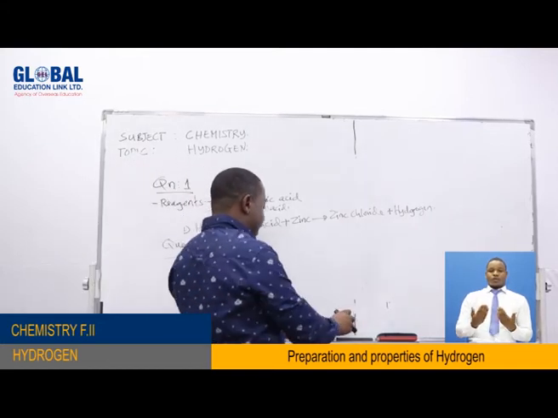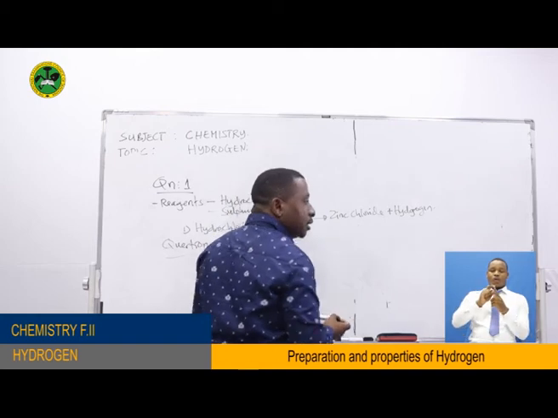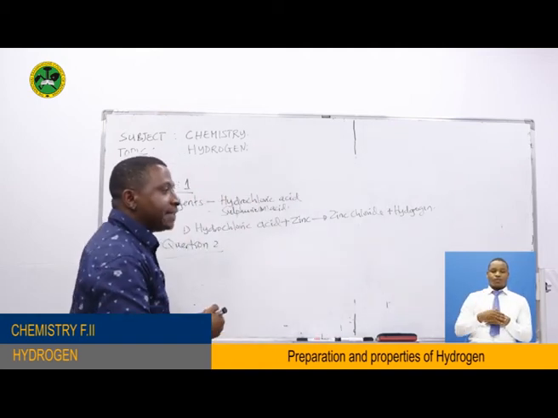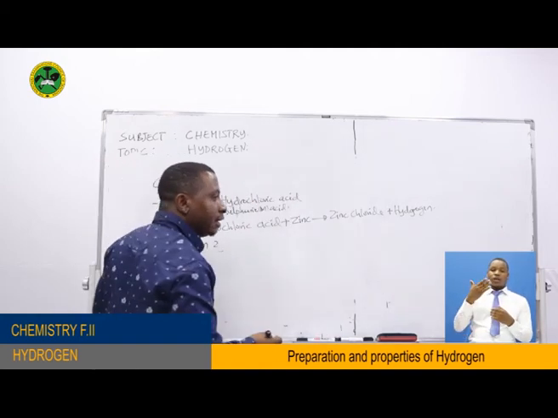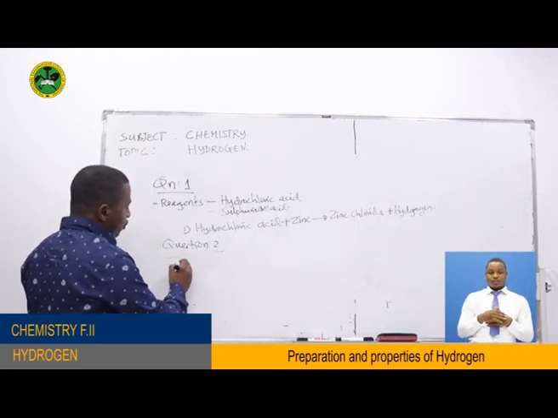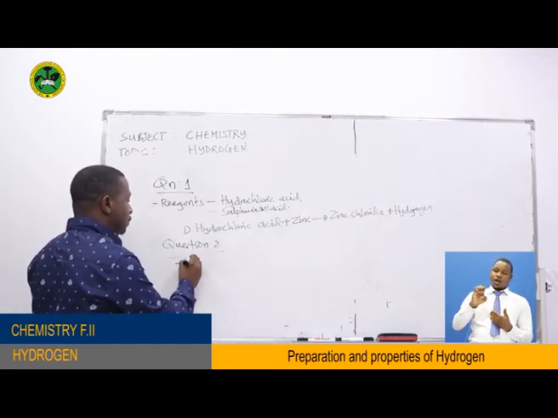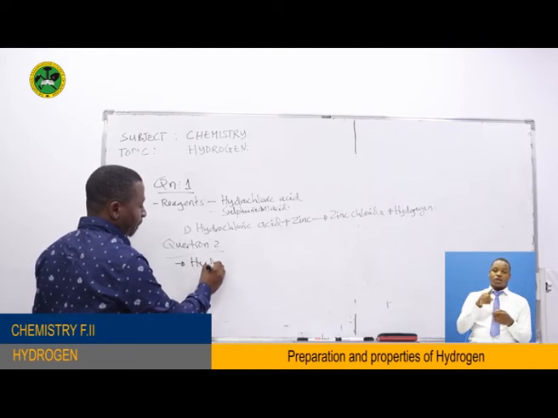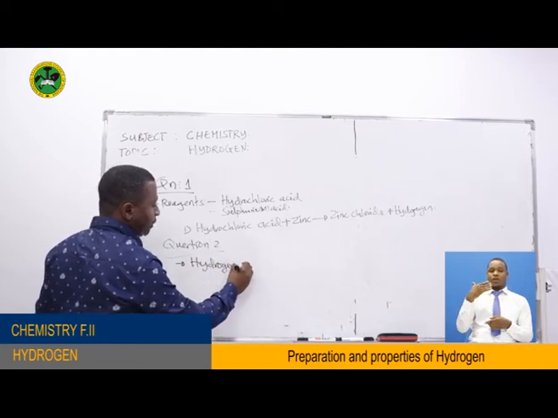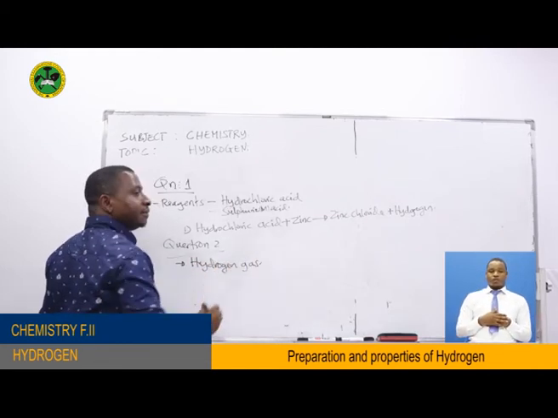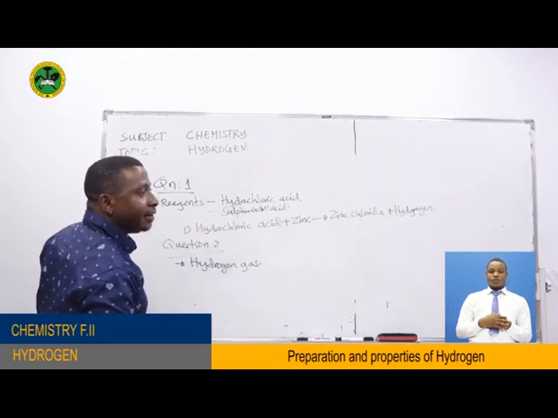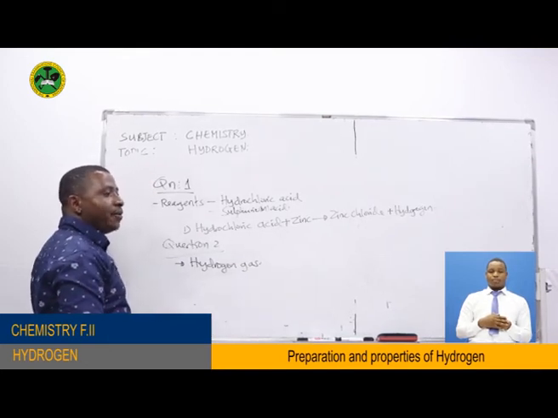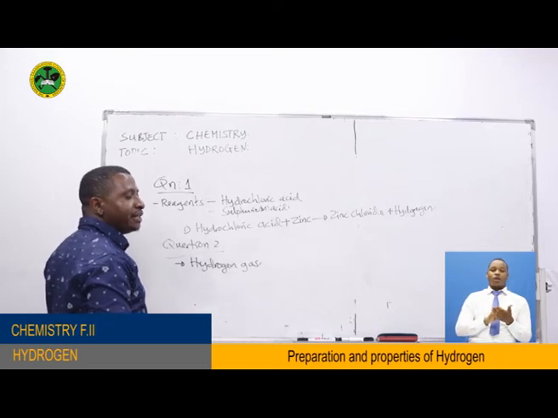You are required to write a gas that was evolved. That gas, between hydrochloric acid and the iron filings, was hydrogen gas. It was hydrogen gas. And you are required to write a word equation representing this reaction.